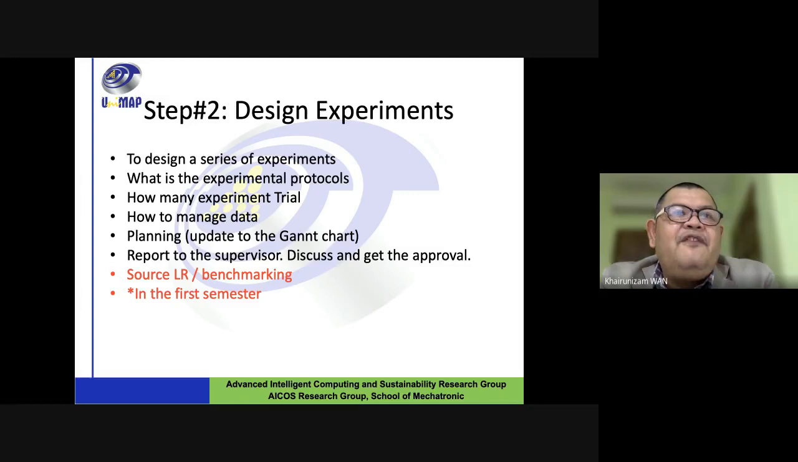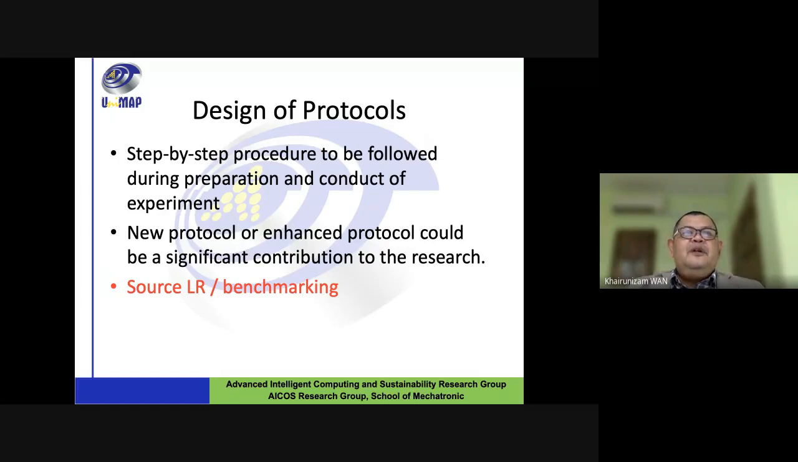And then the source, of course, is literature review and benchmarking. Design the protocol. A protocol is a step-by-step procedure to be followed during preparation and conduct of the experiment. A new protocol or enhanced protocol could be a significant contribution to the research. For the FYP level, the undergraduate level, you just follow the research experimental protocol produced by previous researchers. But even at the undergraduate level, in the 4-year FYP, if you are able to introduce a new protocol or enhance a protocol, this could be a significant contribution to the research.